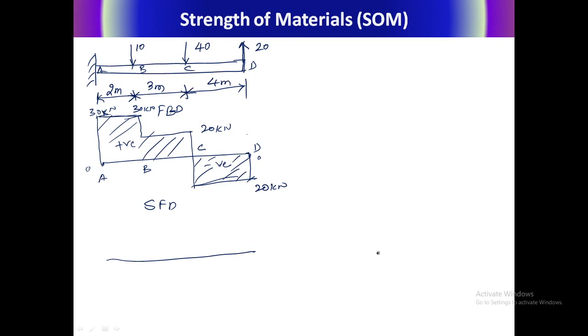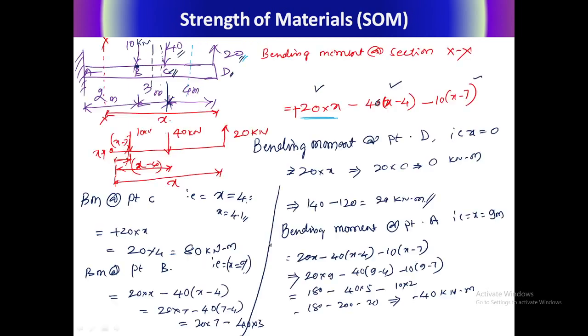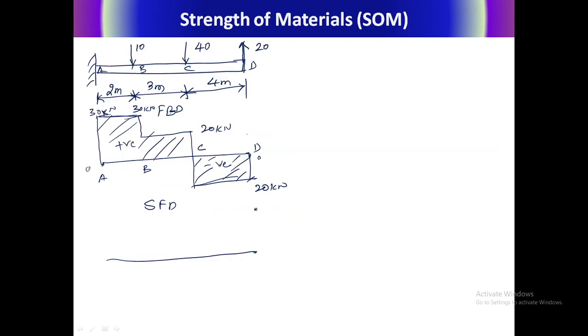So at point D it is 0, right? Next, at point C, what do you get as the bending moment? D is 0, 20 into 4, it is 80. 80 kilonewton meter, right? It is positive, 80 kilonewton meter. Now you got 80 kilonewton meter here.